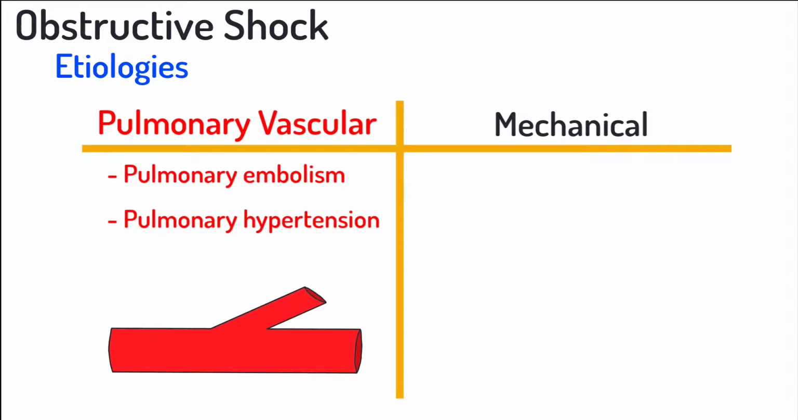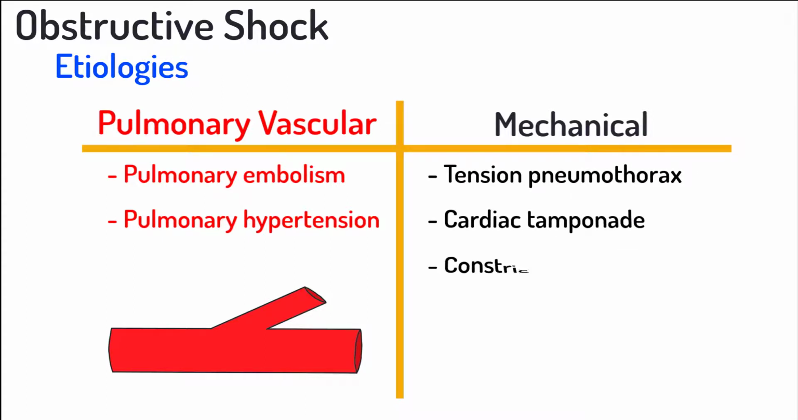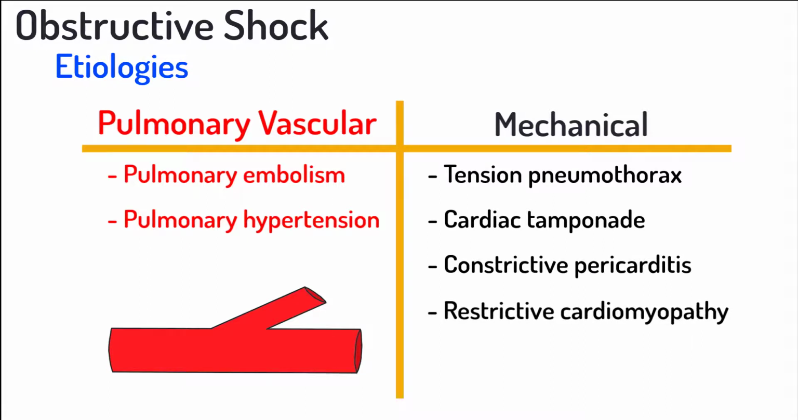Mechanical causes of obstructive shock include tension pneumothorax, cardiac tamponade, constrictive pericarditis, and restrictive cardiomyopathy, among others. In these cases, some force external to the heart disrupts normal cardiac filling and/or pumping of blood, accounting for the fall in cardiac output. Note that, here as well, the right ventricle is often affected first due to its distensibility and thinner walls.